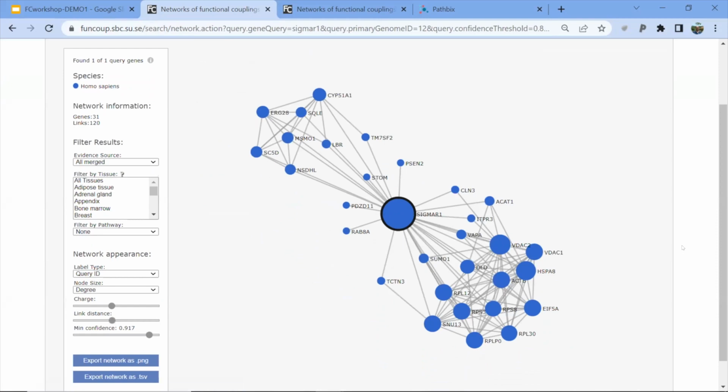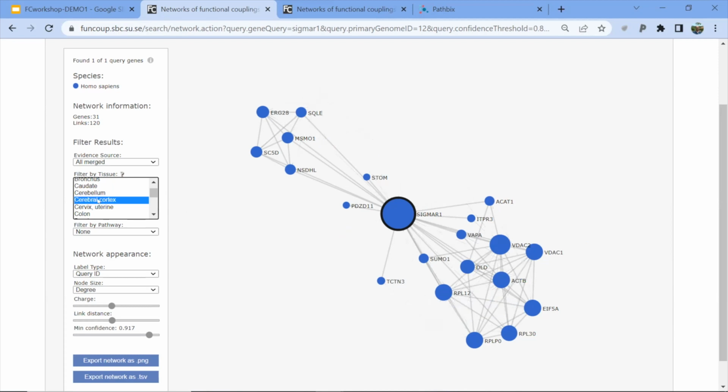So here is the subnetwork that we get for the sigma-1 gene. As we can see, the sigma-1 gene is in the middle. In this subnetwork, we can also find a few genes that were predicted by the Su et al. study, the ITPR3, BDAC2, and BDAC1 genes here. In this view, we can also try adding some tissue filtering. Since we know from the Su et al. study that the sigma-1 gene is involved in various central nervous system related diseases, we could filter this by cerebral cortex. And by doing so, we can see that a large section of the subnetwork remains intact.